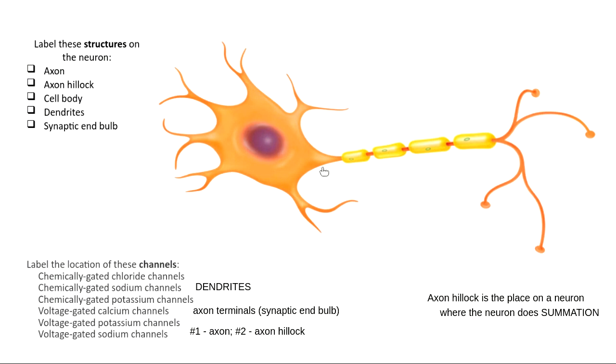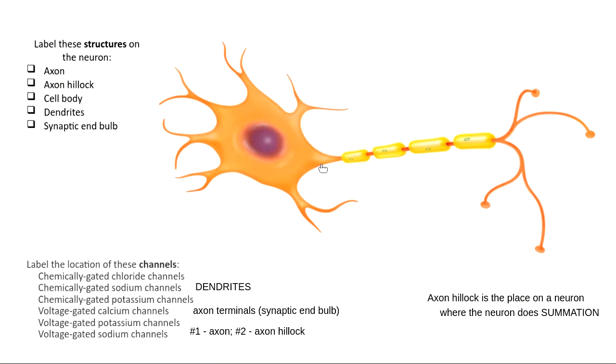Sometimes I like to think of summation kind of like putting things together in a blender. So here's my little blender. I collect all these different messages out here on the dendrites. They change my membrane charge a little bit in all these different places. Mix it together here in my blender. See what comes out. If it hit threshold, I have voltage-gated sodium channels here that will depolarize this membrane.